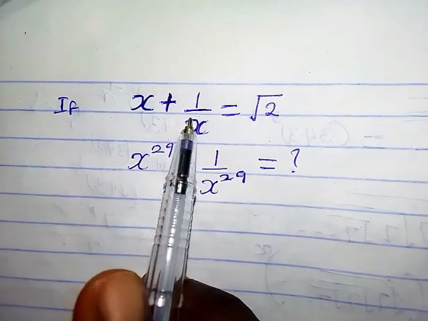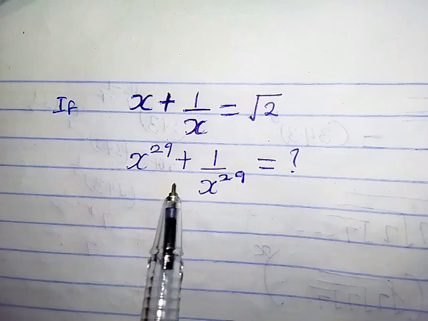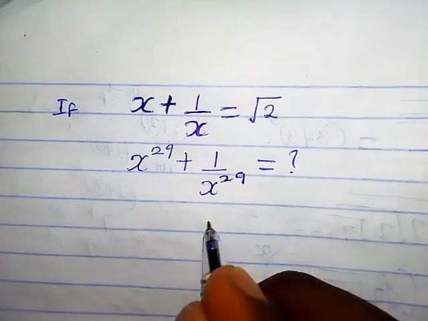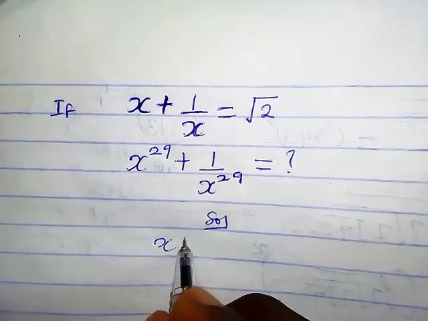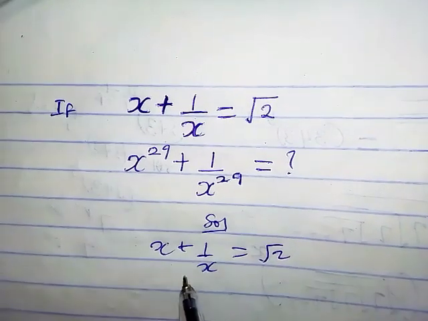Hello, if x plus 1 over x equals square root of 2, what is x raised to the power 29 plus 1 over x raised to the power 29 equal to? Here is the solution. This is what we are given. We have x plus 1 over x equals square root of 2.